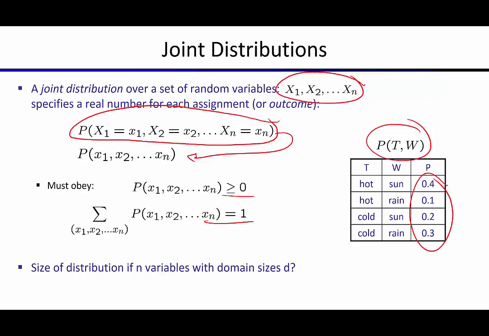What is the size of the joint distribution if we have n variables, each of which can take on d different values?